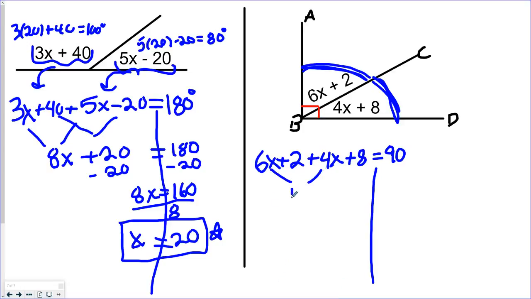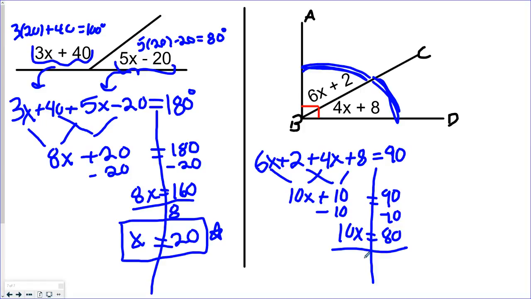6x and 4x make 10x. 2 and 8 make 10, equals 90. Subtract that 10 off because I want to get my x by itself. So I have 10x equals 80. And then divide by 10, and I get x is equal to just an 8.